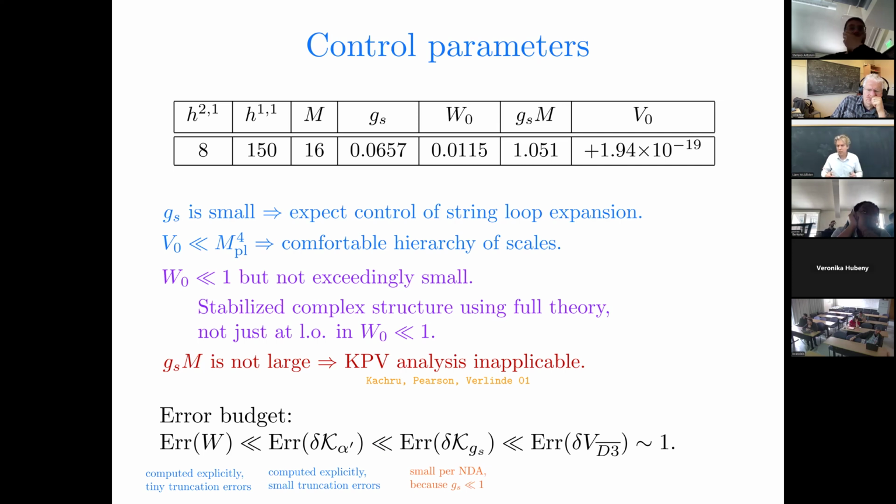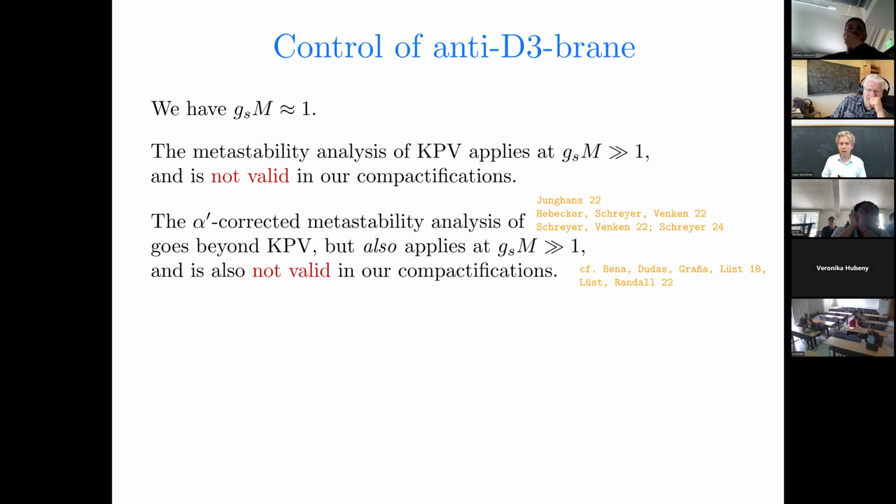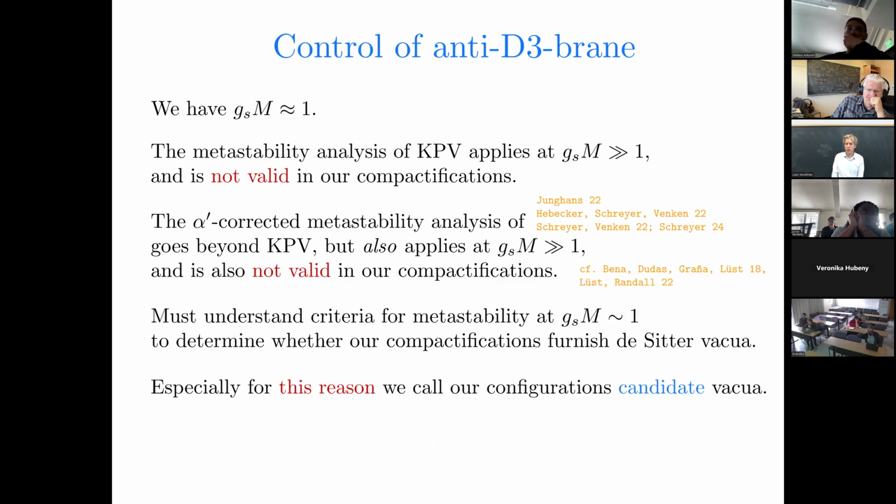And then finally, the study of the anti-brane at leading order in alpha prime is really an expansion in a parameter of order 1, so we shouldn't trust it particularly far. And it's particularly for this reason that we call our configurations candidate vacua.